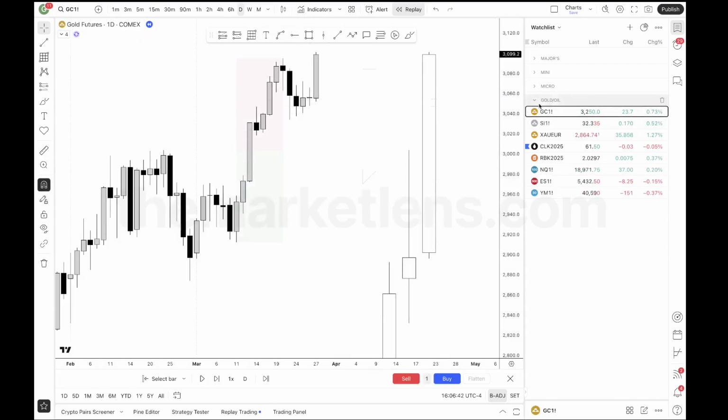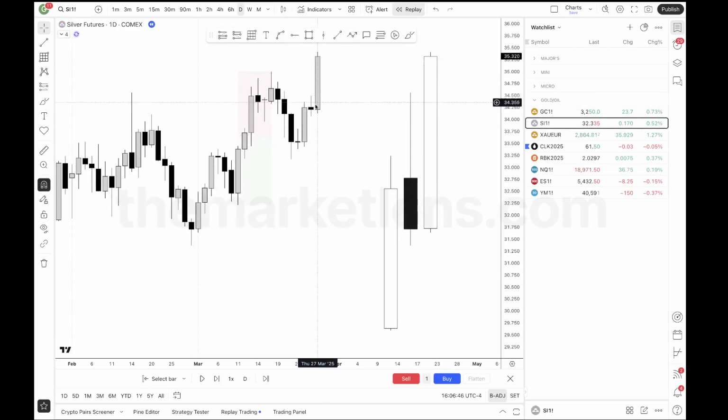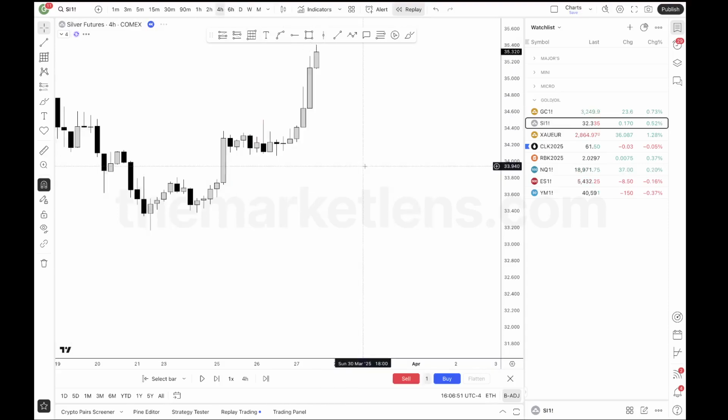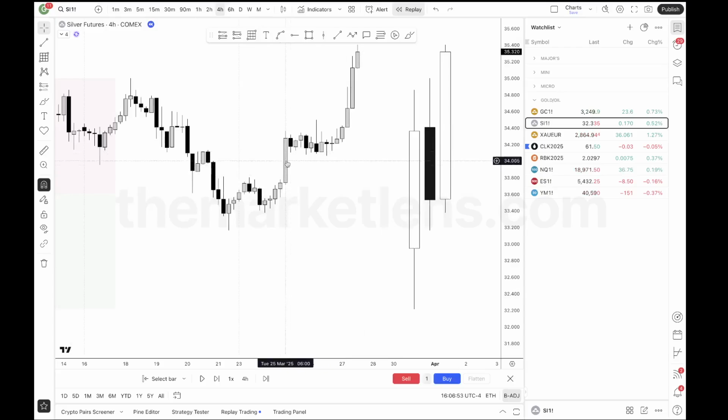So do you see how over here we start consolidating, but over here we start to expand away? This is the strength starting to switch. You can see that via gaps. So you see this 4-hour fair value gap here?